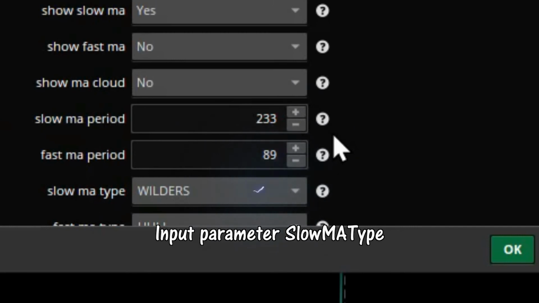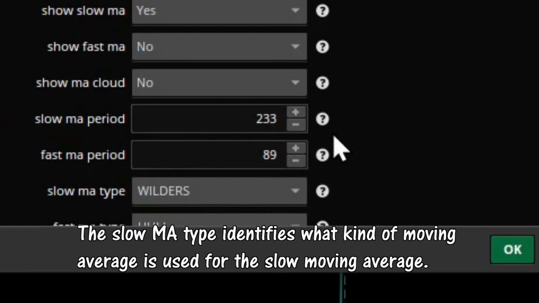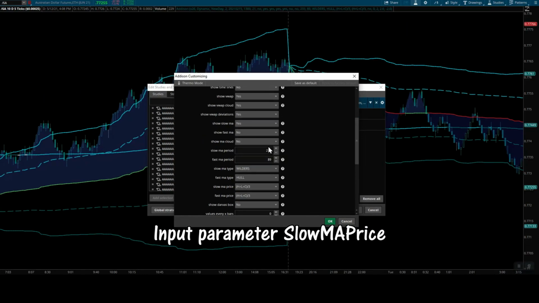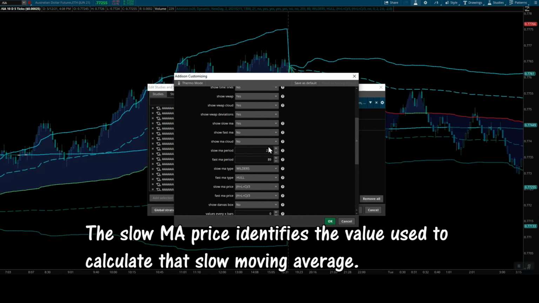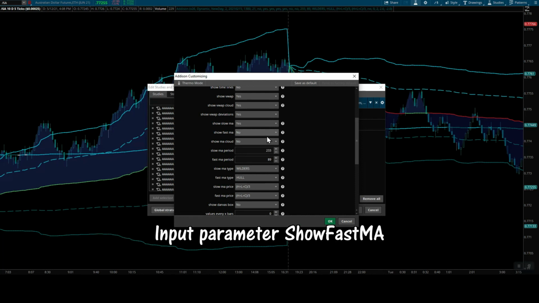Input parameter: Slow MA type. The Slow MA type identifies what kind of moving average is used for the slow moving average. Input parameter: Slow MA price. The Slow MA price identifies the value used to calculate that slow moving average.